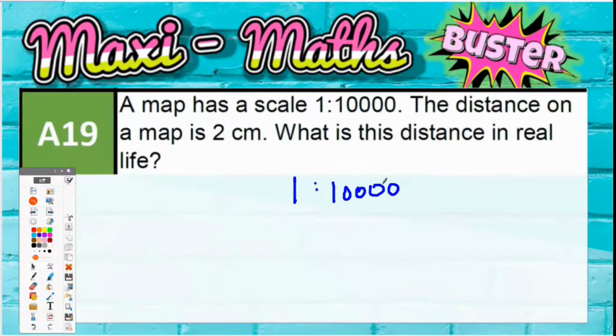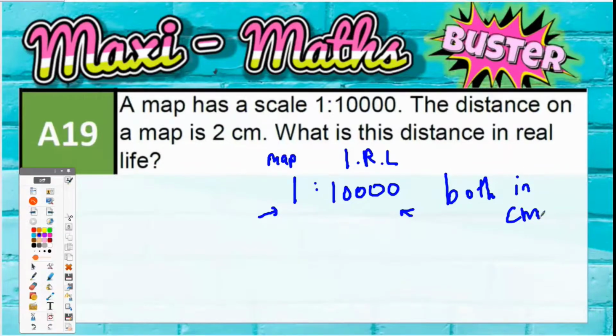A map scale should always begin with a 1, and the map number always goes on the left, and the real life distance, which we'll call IRL for short, in real life, goes on the right. Both of these numbers should be in centimeters. If they're not in centimeters, you have to change them into centimeters for it to be a proper map scale. So 1 to 10,000.